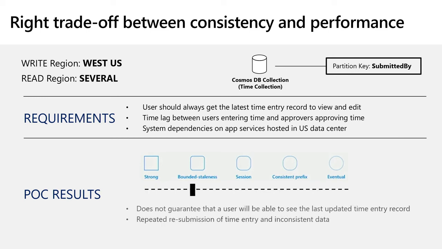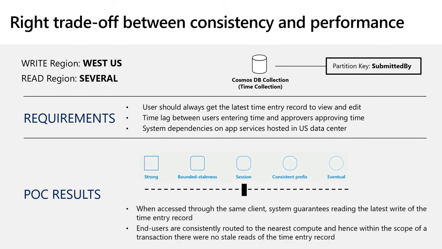So let's look at bounded staleness. Bounded staleness means you are reading K versions of data which is late, or T time late. So again, we looked at this option, but the con here is still availability is low, performance is slow, and the cost is also very high. So it doesn't really work for us.